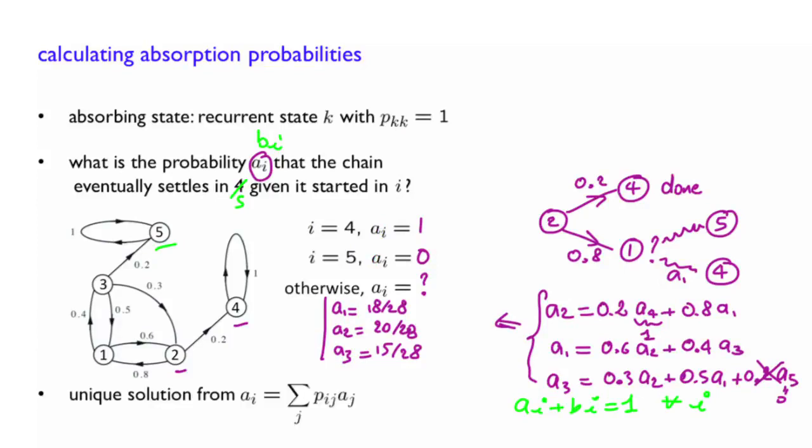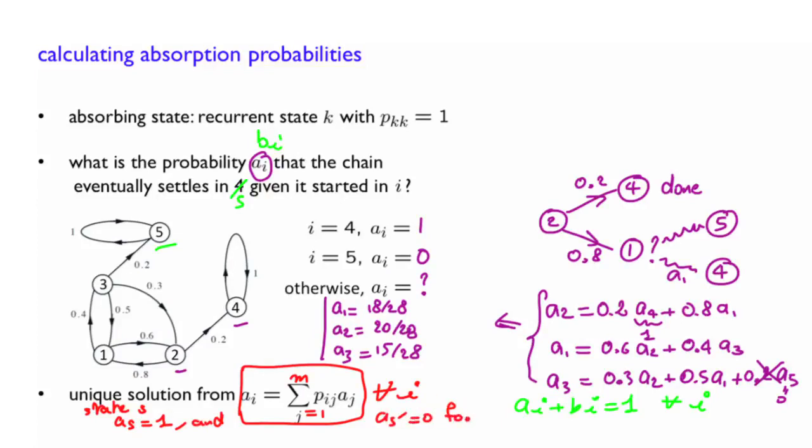To sum up, in general, the calculation of the probabilities to reach a given absorbing state s, starting from any state I of a general Markov chain with M states, will be the unique solution of a system of M equations with M unknowns, with the additional conditions that A of s equals 1 and A of s prime equals 0 for the other absorbing state.